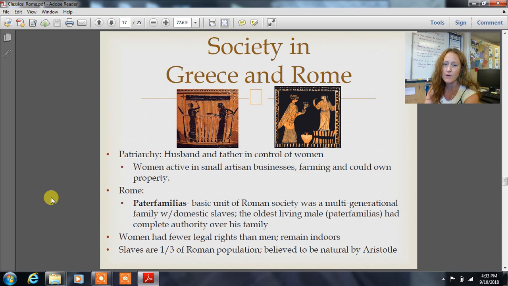Women had fewer legal rights than men, and oftentimes women were expected to remain indoors. In fact, it's going to be the Byzantine Empire, when they break off from the east, that even required women to wear veils, and that's actually going to later influence Islam, and Islam adopts the veiling of women from the Eastern Byzantine Empire. And as I mentioned in class today, slaves were about a third of the Roman population.